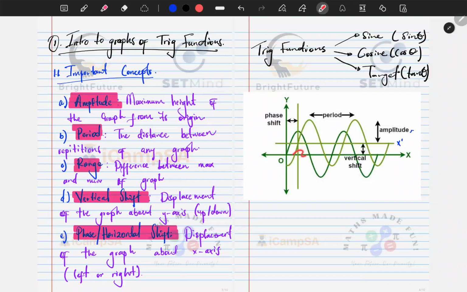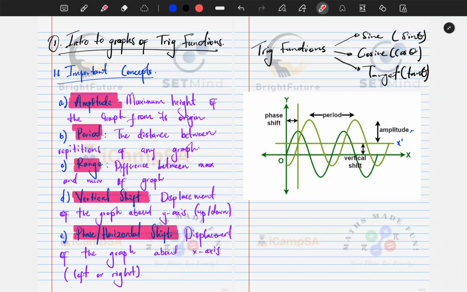And if we look at the light gray graph, it's literally a replication of the dark green graph. However, the light gray has shifted up by X amount of units. So that's why we call that vertical shift. Vertical shift is a displacement of the graph about the y-axis. It can either go up or go down. It does not always have to go down, and it does not always have to go up. It can vertically shift up or down.